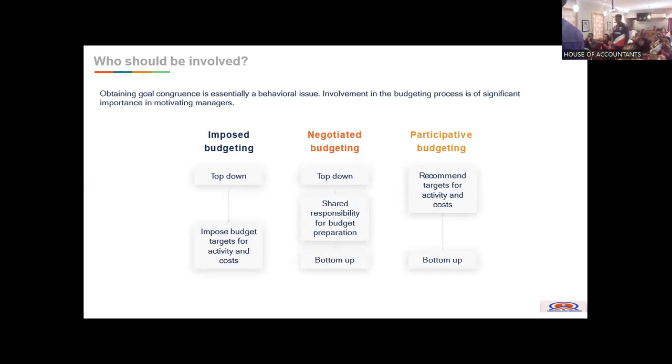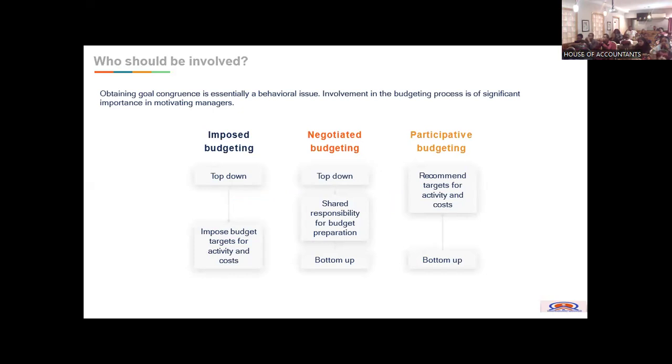Who should be involved? It can be from top down or from the other side. So we have imposed budgeting, where targets for activities and costs are imposed, and negotiated budgeting, where responsibility for budget preparation is shared. That is for departments. We will prepare. That is the best one. One person should not be doing it.